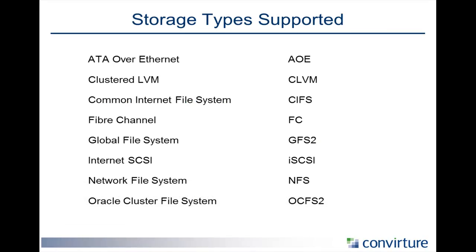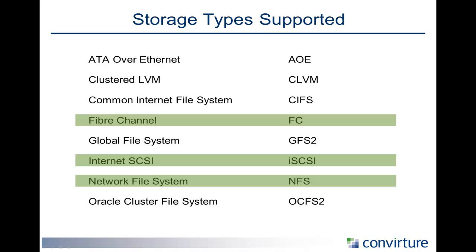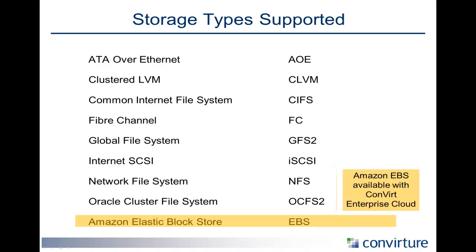In this video, we will discuss the different storage options supported by ConVirt for virtualized and cloud infrastructures. We will focus on how to set up common storage solutions such as NFS, iSCSI, and Fibre Channel. We will also talk about how to set up and utilize Fibre Channel and Internet SCSI and multipath configurations. We will also touch on Amazon's EBS, or Elastic Block Store, which is available with ConVirt Enterprise Cloud. Now, let's open ConVirt and set up some storage.